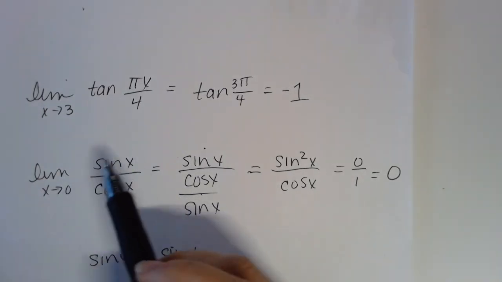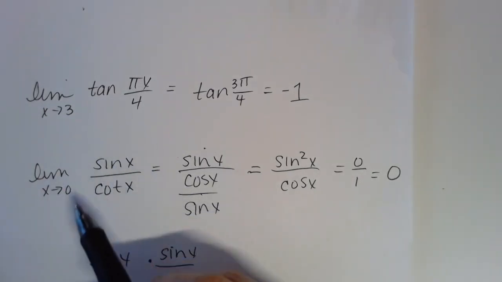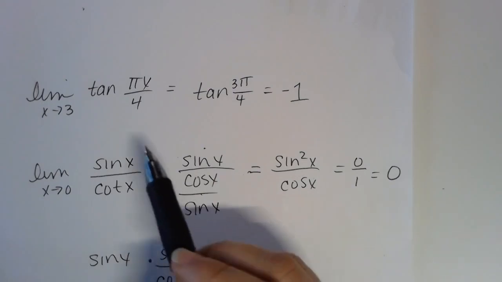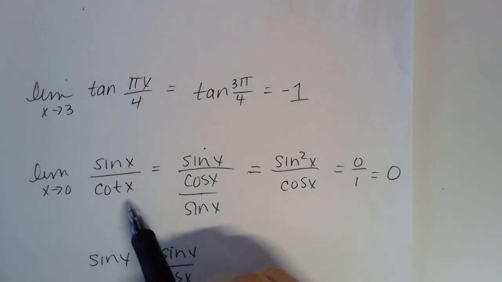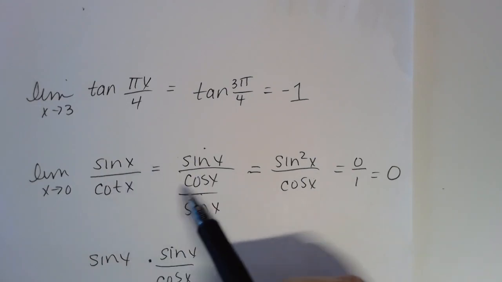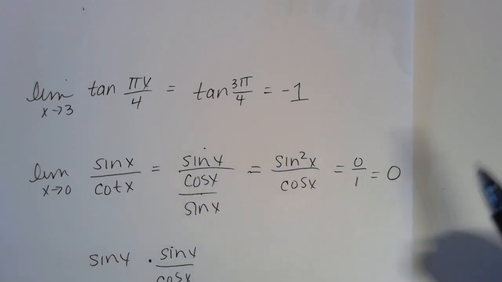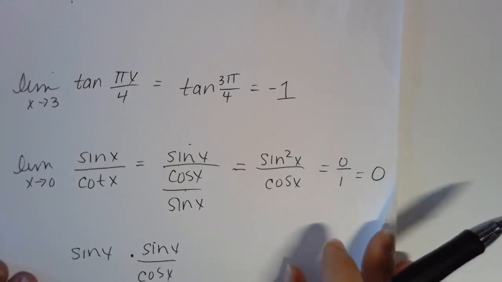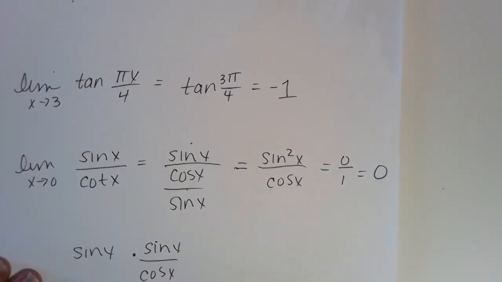So sometimes I get a 0, or if this had been something different besides cotangent, I'll do one more of these. One of my strategies is to switch it back to sine and cosine and simplify it and see what I get. Okay. So let me just do one more like that.